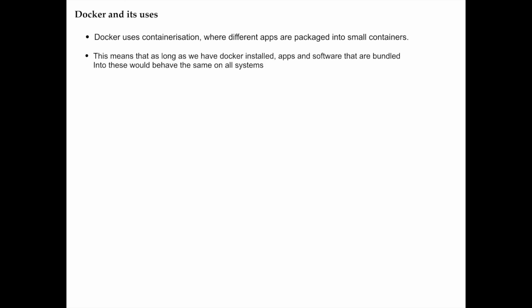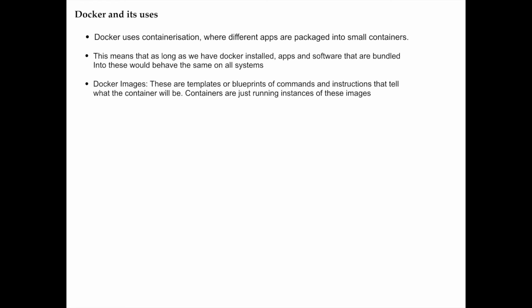Docker uses containerization, which means we can package different applications along with their libraries and dependencies into separate containers. This means that as long as you have Docker installed, these apps and software that are bundled into these containers can be shipped onto other systems and they will work exactly the same. Docker containers are created using Docker images. Now, Docker images are templates or blueprints of commands and instructions that tell a container what it has to do.